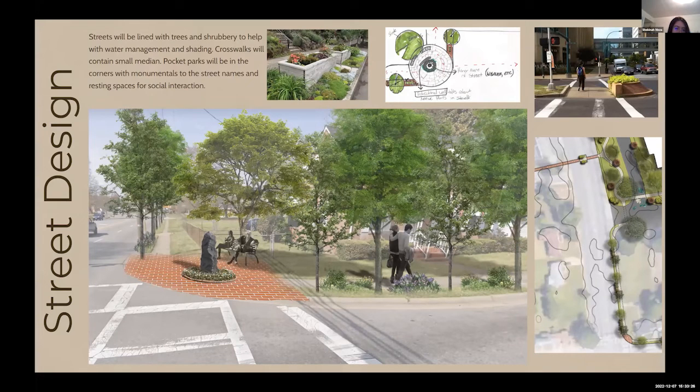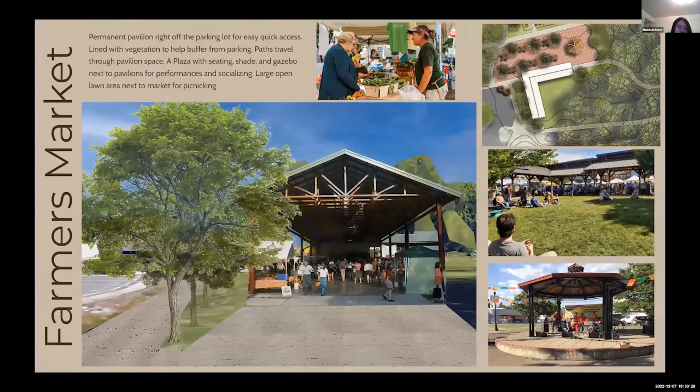Next, we have the farmers market. There'll be a permanent pavilion right next to the parking lot for easy and quick access, lined with vegetation to help buffer from parking. And right next to the forest walks that bring you to the back of the school. There will be seating and shading, and it's also right next to a plaza with a gazebo for musical or theatrical performances, and shading and seating for socializing. And then there will be a large open area for picnicking, which is kind of a common thing to do in a farmer's market.